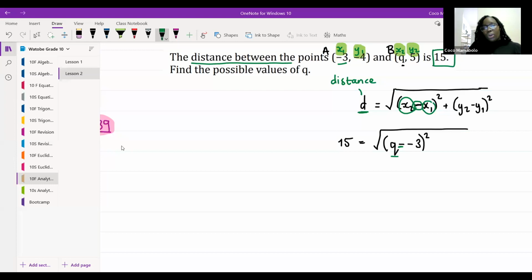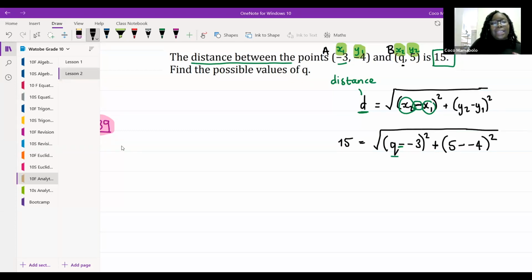Now I've got plus, open brackets, comma, I need to replace the y2. What is my y2 value? Sorry, 5. 5 minus, there's a minus in the middle. What is my y1 value? -4. Good. So I have minus -4. Understood? Yes. Close brackets and then to the power of? 2. Good. Excellent. We're still together.